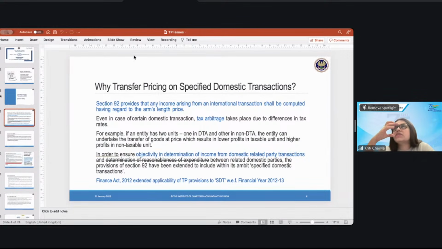Because this is a transaction between related entities, they wanted to apply transfer pricing here, but in a domestic situation. To make sure that there is objectivity in the determination of income between related party transactions domestically also, they came up with this concept called specified domestic transactions. They have expanded the scope of transfer pricing in India to include specified domestic transactions within its ambit.